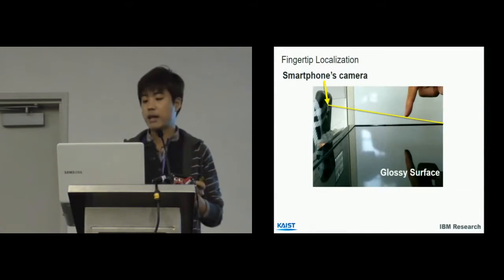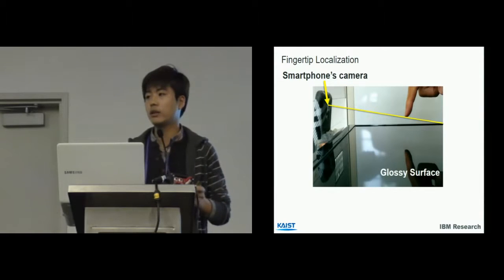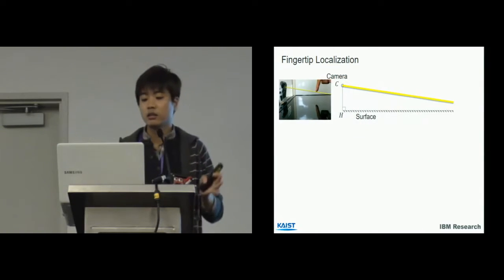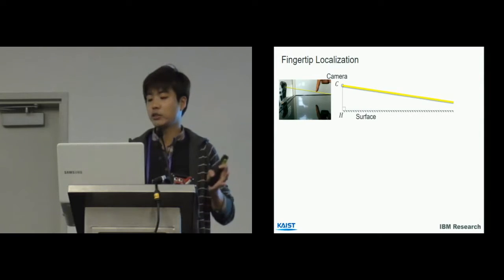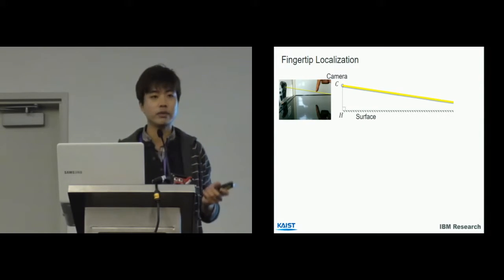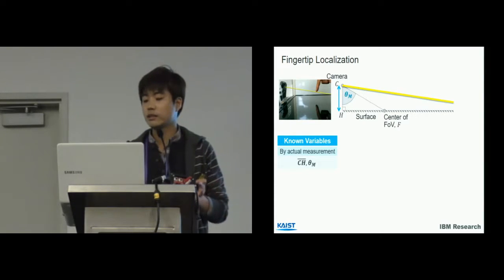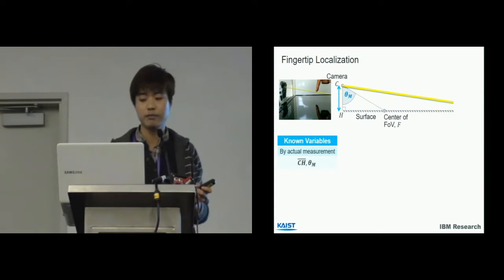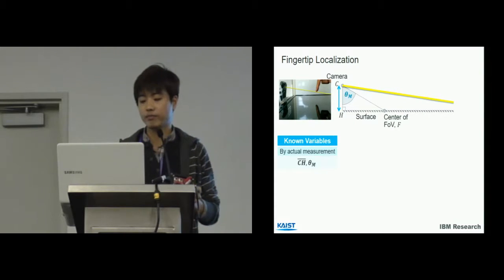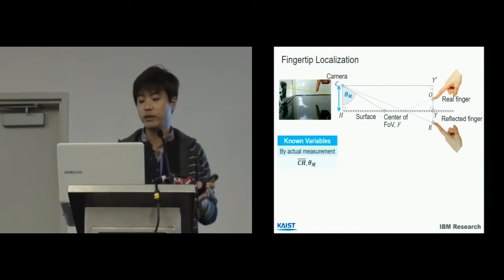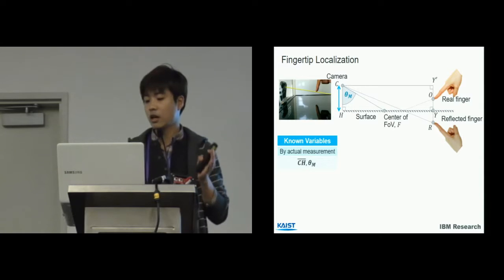This is the basic setting of SymmetriSense with a glossy surface and a commodity smartphone. The right cross-section diagram simply shows the situation of the left picture. We already know the length of the line segment CH and the camera's mounting angle theta m by actual measurement. When the fingertip is located above the surface, the reflection of the fingertip also appears.